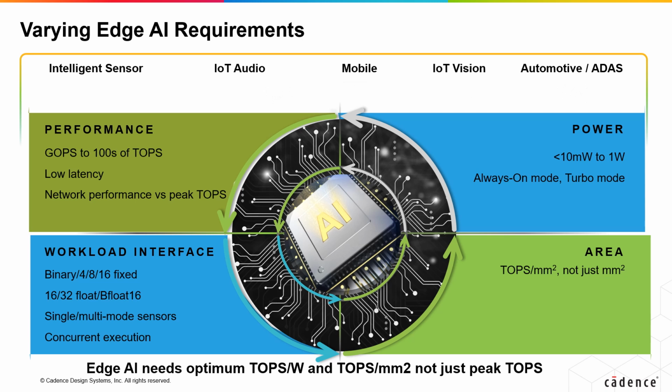Performance requirements are measured in tera operations per second, or TOPS. It is important to measure entire network performance instead of just the peak TOPS. For various markets, Cadence Tensilica provides IP including intelligent sensors, IoT audio DSP, and IoT vision DSP.